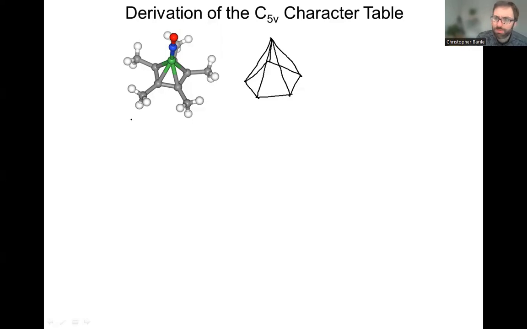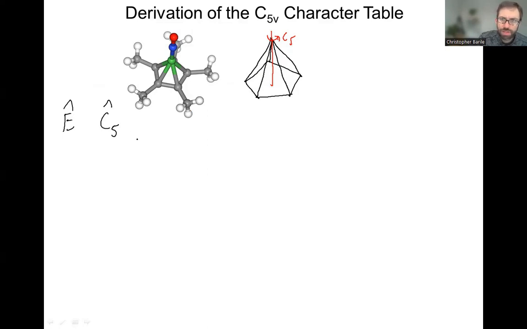So after we draw a three-dimensional representation of a molecule in the symmetry, then we're going to go ahead and figure out all the symmetry operations. Well, we always have identity, and we know that identity is always going to be in a class of its own. We also are going to have a C5. And so the C5 is going to be the principal rotation axis that's going through the center of the pentagon and the apex of the pyramid. And so that's doing a C5 once.